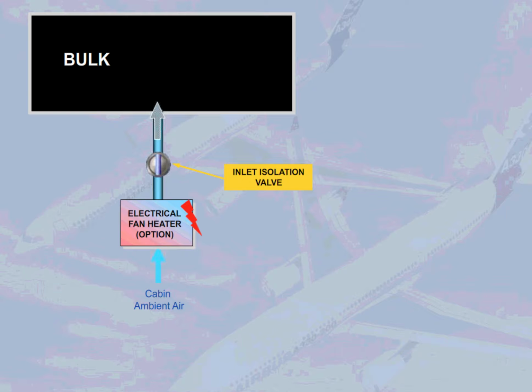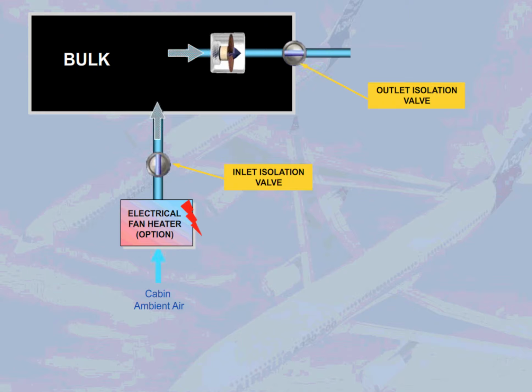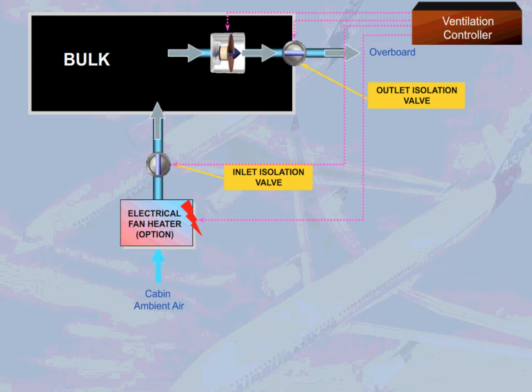On the long range, the cabin ambient air enters into the bulk cargo compartment via an isolation valve. This air, which can be optionally heated by an electrical fan heater, is then extracted by a fan and via an outlet isolation valve is sent overboard through the aft outflow valve. The ventilation controller controls the valves and the fans. Note: if installed, compartment heating is not available when the bulk cargo door is open.